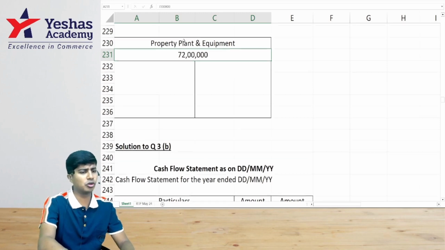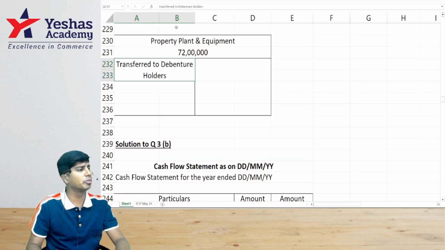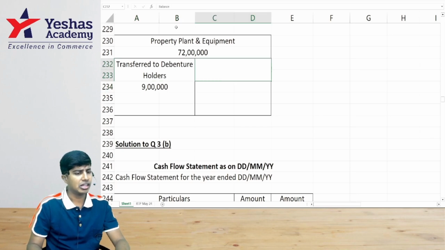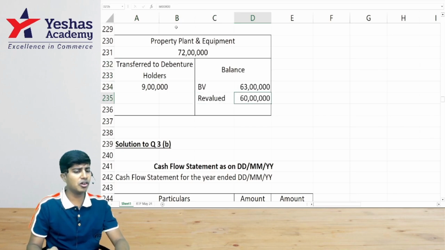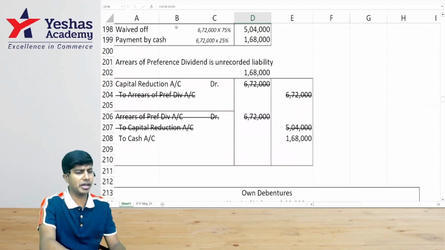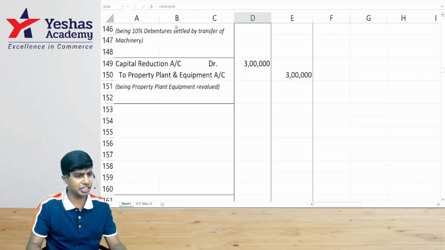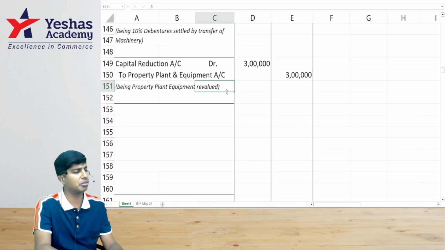72 lakh is the value of total property, plant and equipment. How much is the value taken over by debenture holders? 9 lakh. So the remaining 63 lakh is book value. The revalued figure is 60. So there is downward revaluation by 3 lakh. Easy. And the entry is also passed. Asset credit, debit will be capital reduction. Capital reduction account debit to property, plant and equipment.